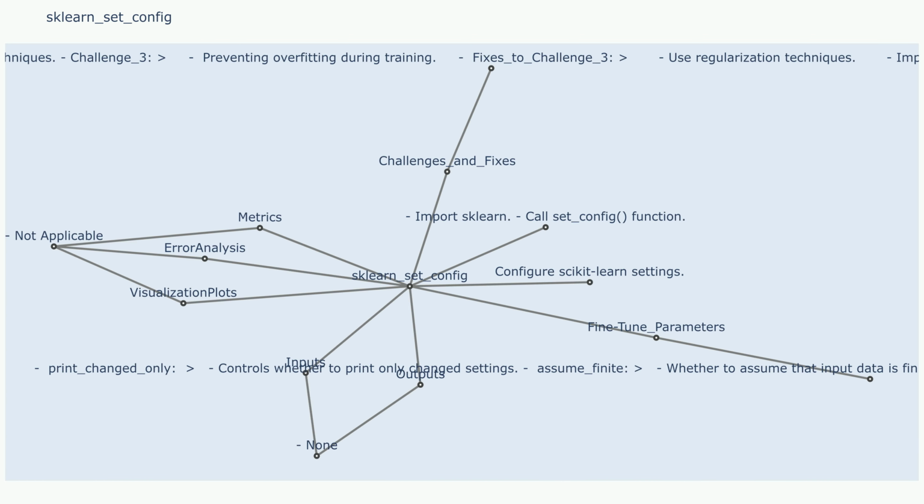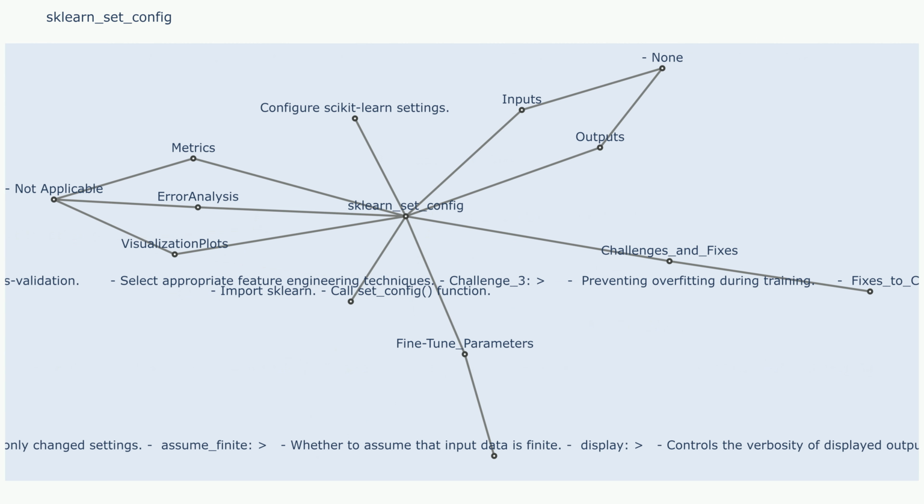sklearn set_config. Description. The set_config function in scikit-learn (sklearn) provides a way to modify global settings that affect how sklearn operates. It allows you to control aspects like the default display format for data, the verbosity of warnings, and the parallelism strategy.